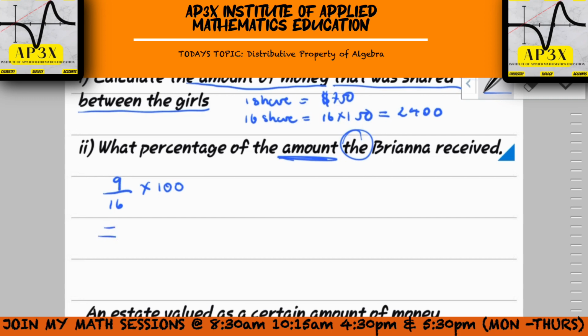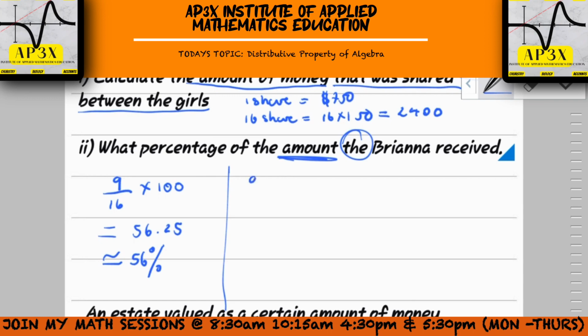So therefore, if we go on the calculator and we type in 9 divided by 16 multiplied by 100, you're going to find that Brianna has received approximately 56.25, or you can say approximately 56% of the money. So she has received a little bit more than half of what is being dispensed. All right, that's one way to look at it. Whilst some students may see it from the perspective where they have to calculate the amount of money that Brianna actually received.